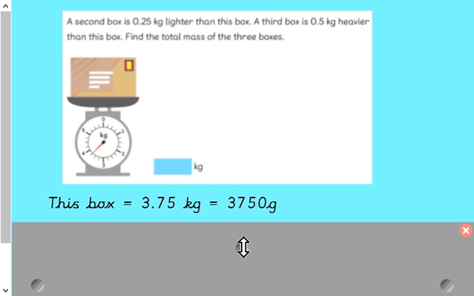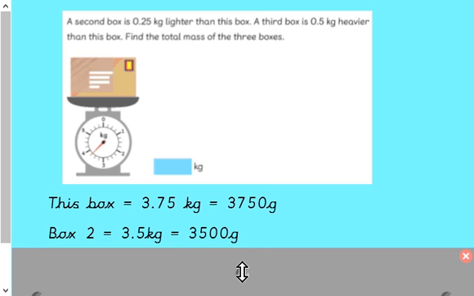Now, it said the second box was 0.25 kilograms lighter. So I'd be thinking, okay, 0.25 kilograms, well, that's the same as 250 grams. So I would be working out what 3,750 take away 250 grams would be. And that means that my box 2 then would weigh 3.5 kilograms or 3,500 grams.